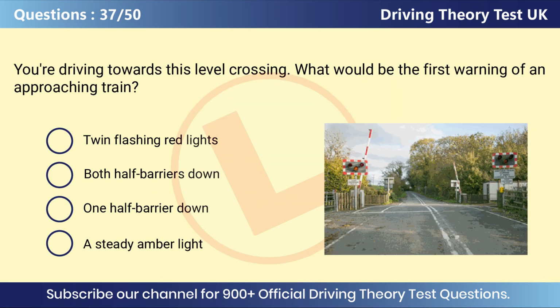Question 37, you're driving towards this level crossing. What would be the first warning of an approaching train? A. Twin flashing red lights. B. Both half barriers down. C. One half barrier down. D. A steady amber light.